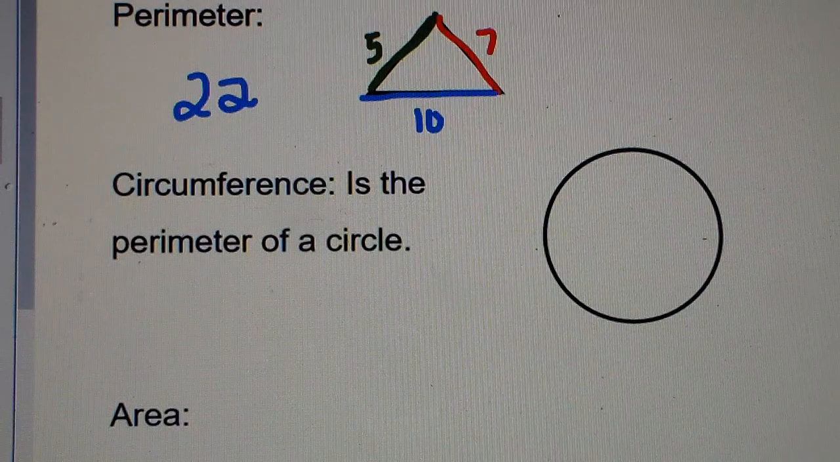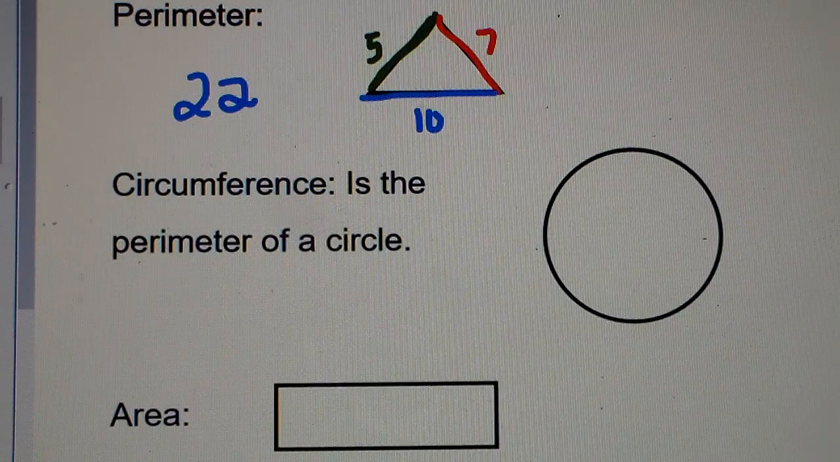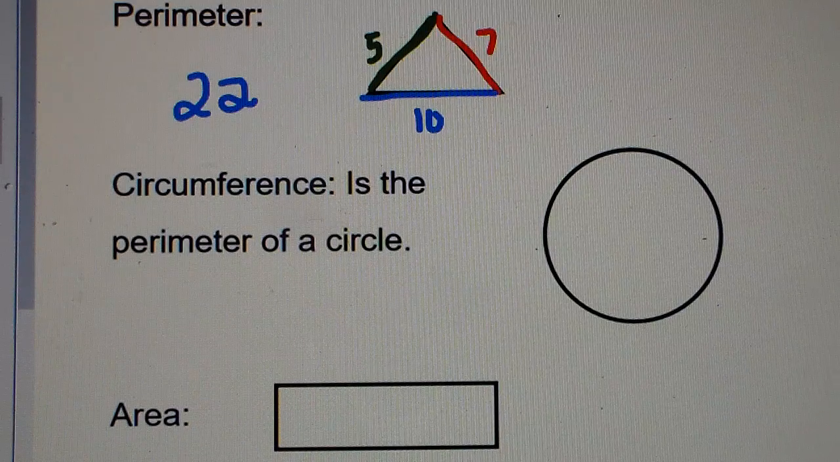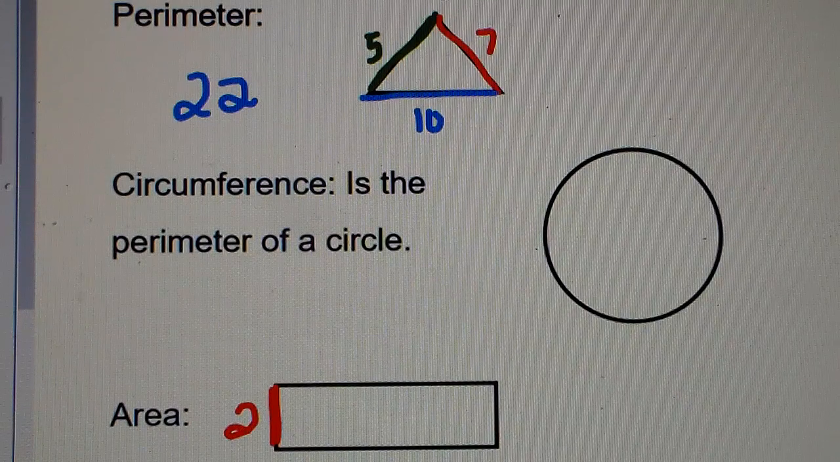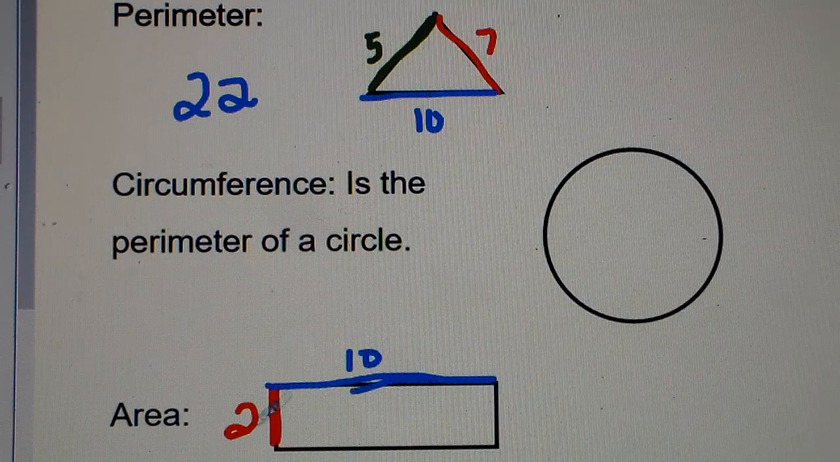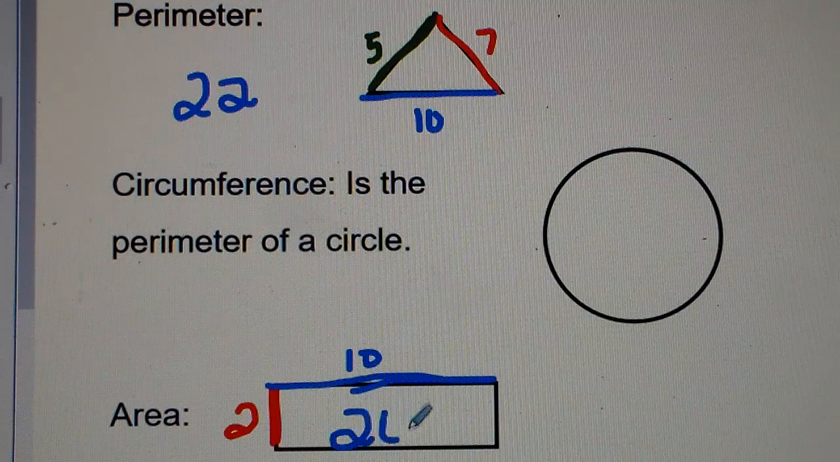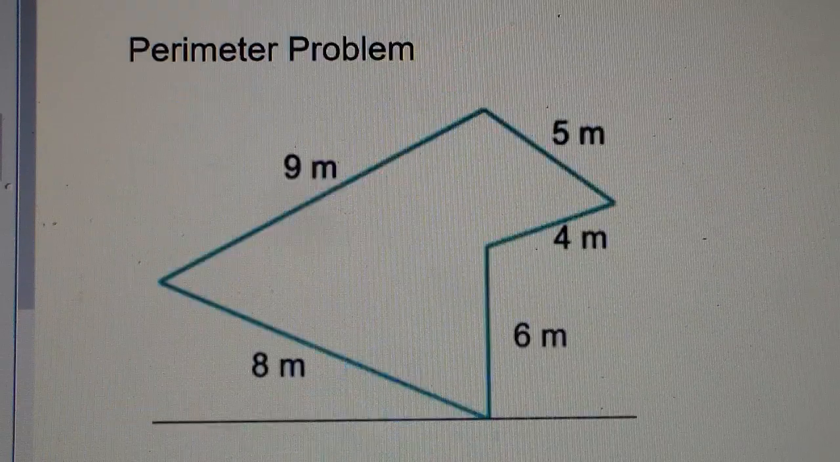For area, let's say we have a rectangle. The height of this rectangle is 2 feet, and the width of the rectangle is 10 feet. The area is the inside, so we multiply them. 2 times 10 gets us 20, just like you did in middle school. So that's how you find area.